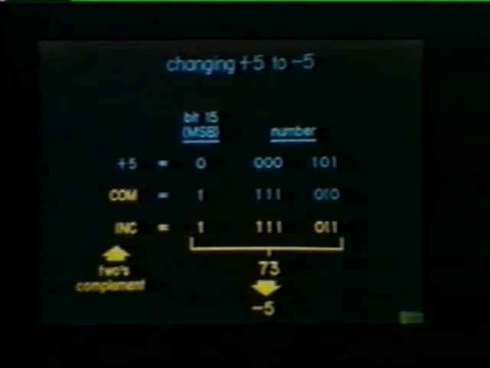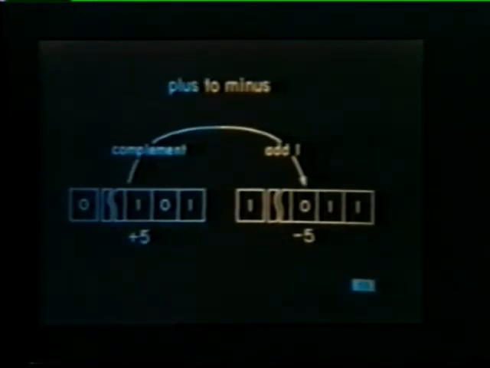Although the binary value appears to be 73, it is actually -5. In other words, if the number starts with a 1, it is interpreted as a negative number, written in 2's complement form. In this example, 73 is the 2's complement of 5. Therefore, our number is now -5. To summarize, changing a plus to a minus value is accomplished by complementing and adding 1 to the entire word.